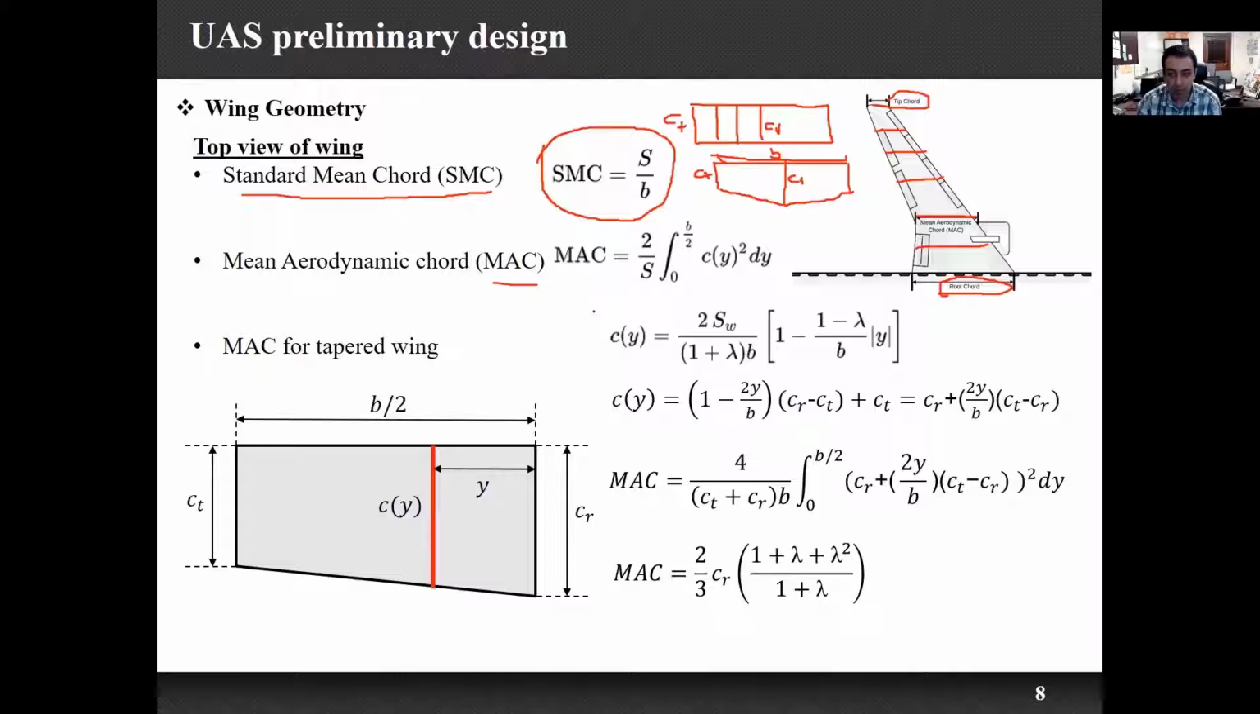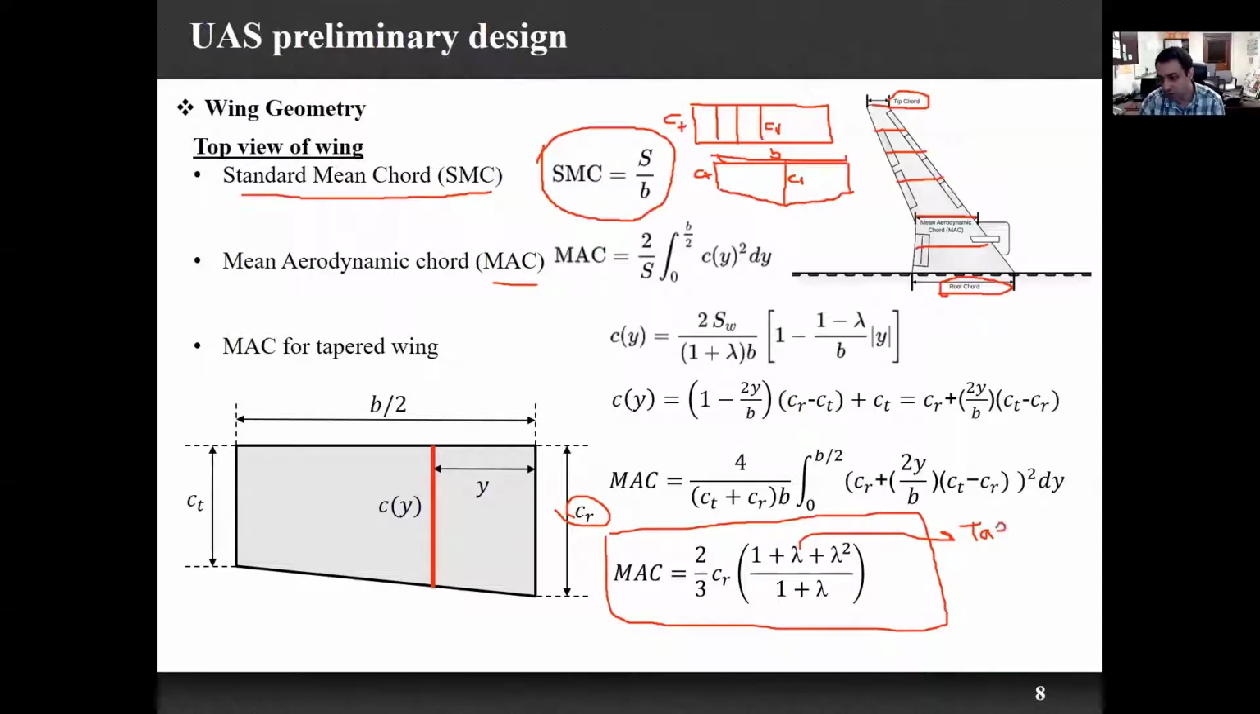I am not going to ask you about this equation, I just want to show you the fundamentals of how we can calculate the mean aerodynamic chord. So the mean aerodynamic chord for a tapered wing shape can be calculated through this equation: 2/3 of the CR. The CR is the root chord, and lambda was the taper ratio, right?